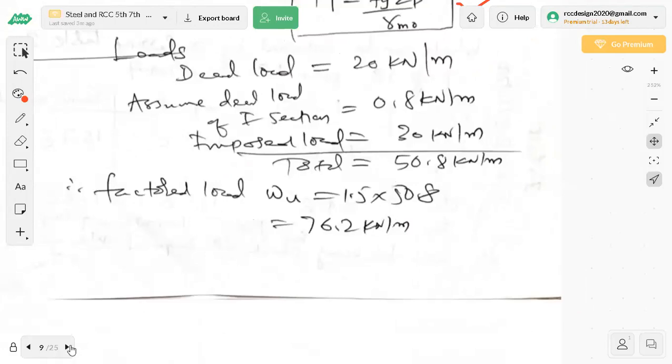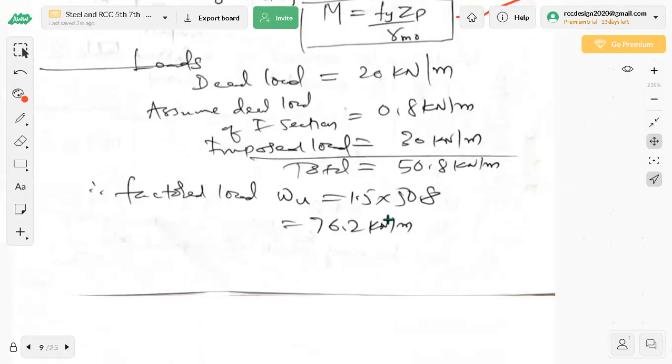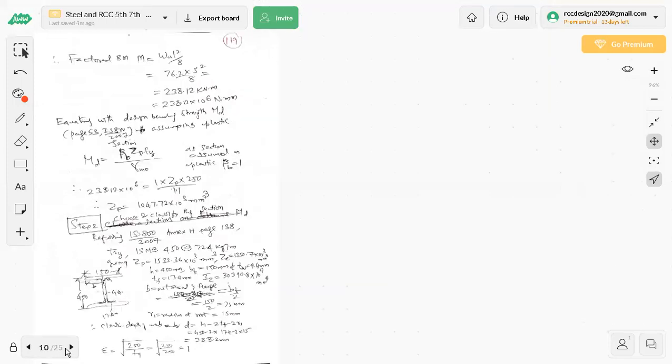Any questions in this? Just load calculation is done. Dead load is given, maybe due to slab and all, 20. Self weight is this. Imposed load is 30, live load is 30 kN per meter. Finally, I got the factored load or design load. Then 76.2 is the Wu.